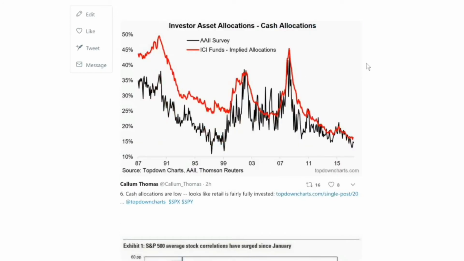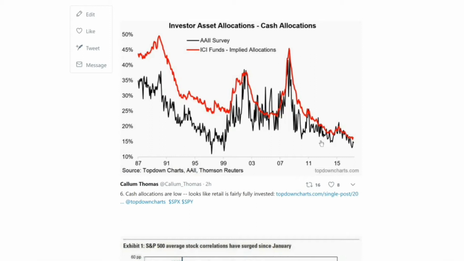Moving on, this one shows you in the red line implied cash allocations, and that's based on the ICI data. So it's the amount of money in money market mutual funds divided by total mutual fund assets under management. It gives you an implied view, and sure enough, it lines up with the AAII survey of investor allocations. Either way you look at it, and we had one on this in the last week from Charles Schwab showing the cash allocations of investors, and it's the same picture.